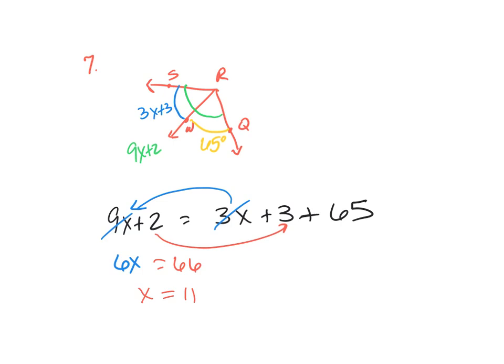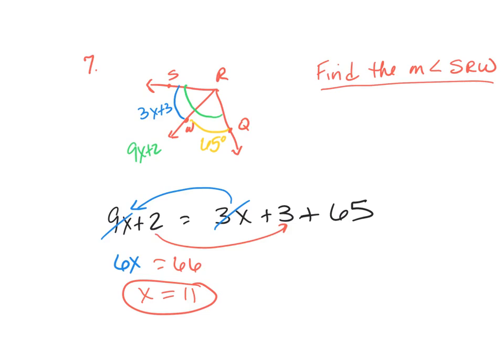If they asked us, find x, you're done. But a lot of times they don't ask you that. And in geometry, you will find that you are answering a question, but you're not answering the question, okay? So here it says find x. So we found it. We're done. If it had said find the measurement of angle SRW, I have to go to SRW and put in an 11 for x. So I would put 3 times 11 plus 3, which is 36 degrees.